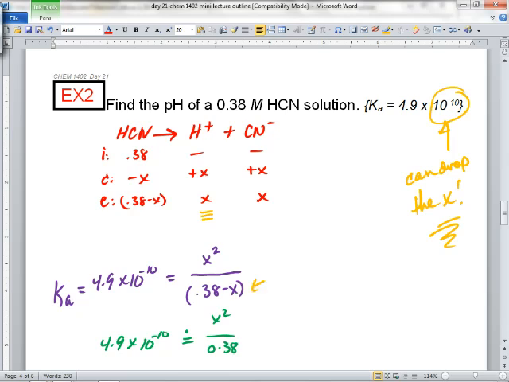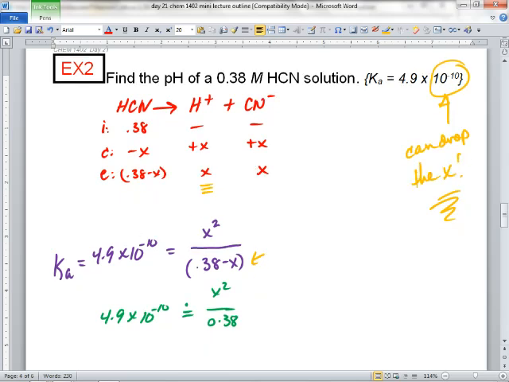10 to the negative 10. Man, that's a decimal point with 9 zeros and a 1. So I take 0.38 minus something that's on the order of that small. I'm going to get 0.379999. There's no difference, so you can do that. You can drop these x's, right? So let's go ahead and finish this then.